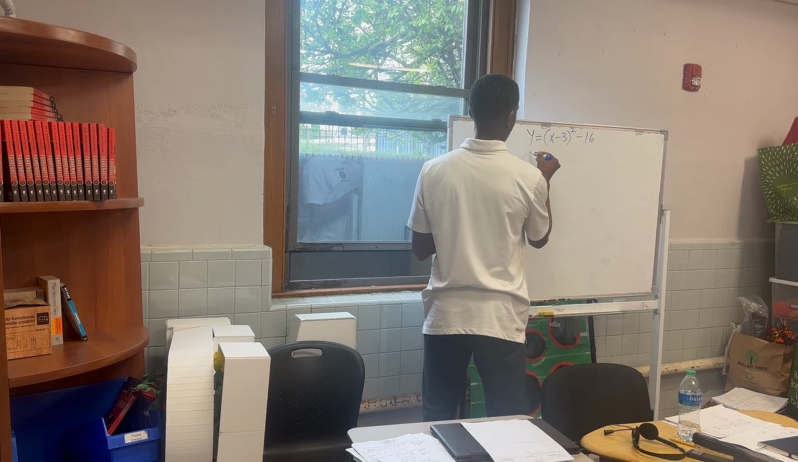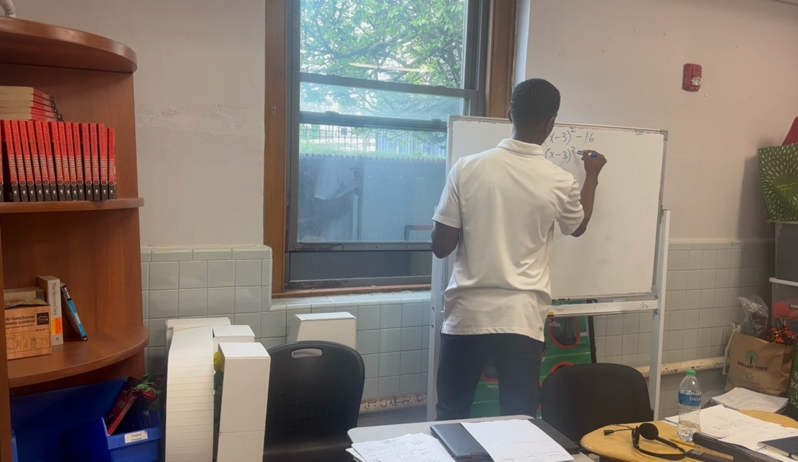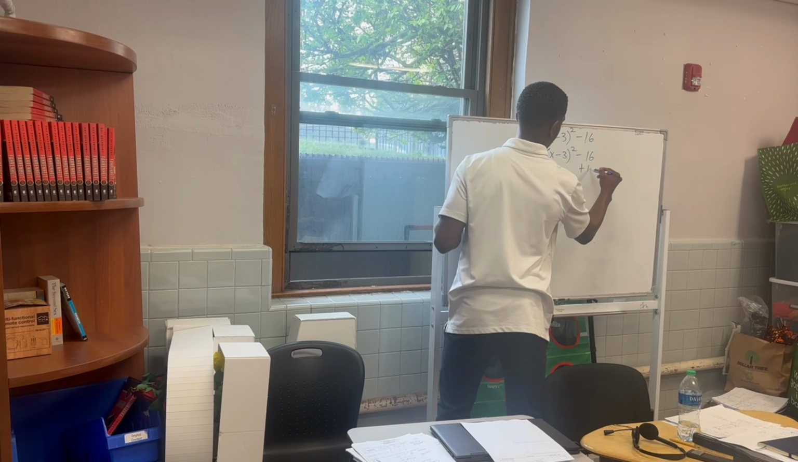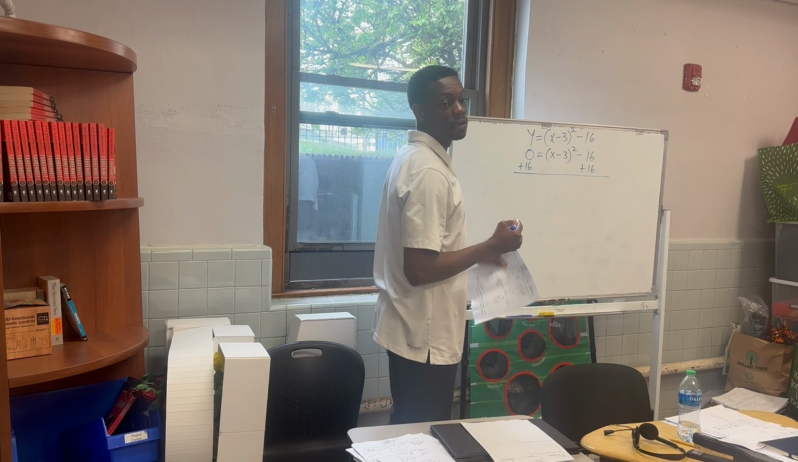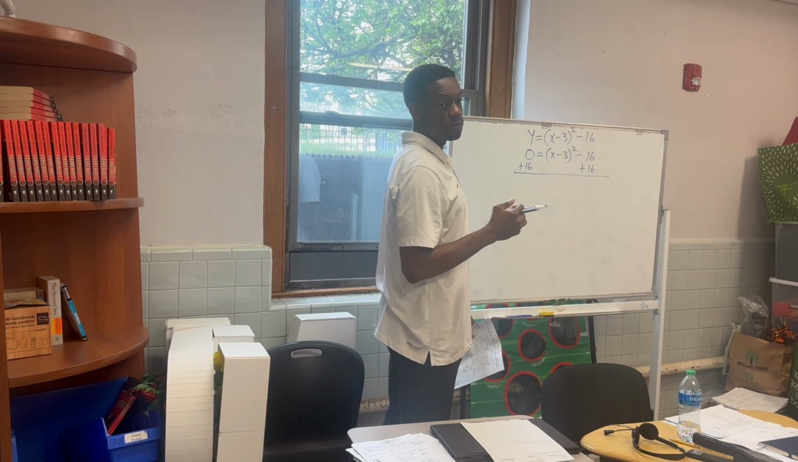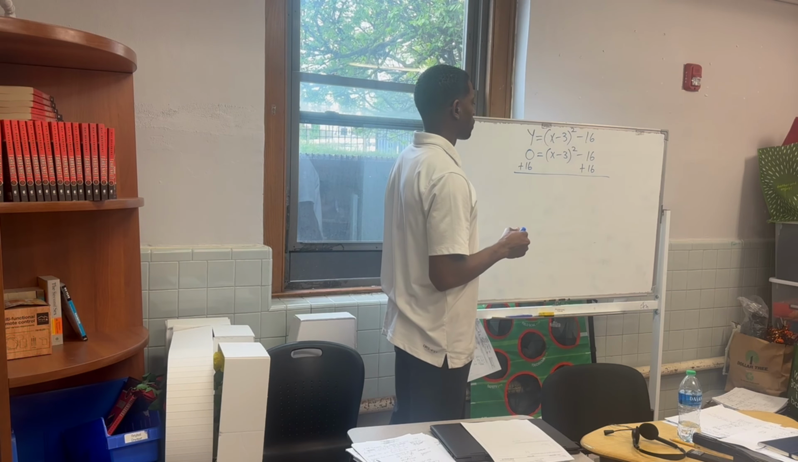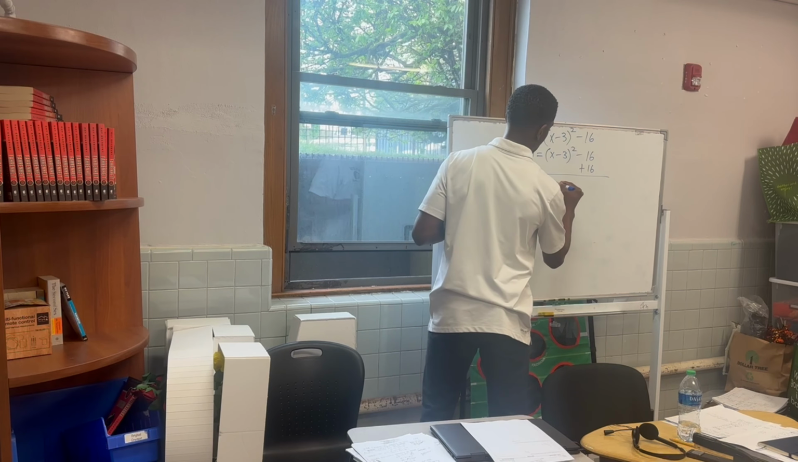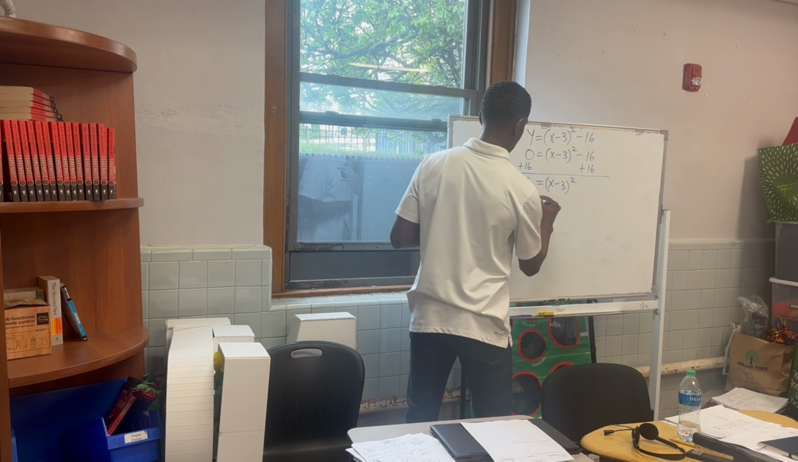First thing, like Jovilis mentioned, equal that to 0: x minus 3 squared minus 16 equals 0. I'm gonna get rid of this, add 16 to both sides. Alright, we're supposed to be writing this. So this is 16 equals x minus 3 squared. This becomes the square root of 16.